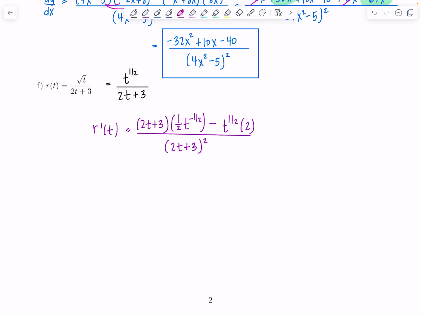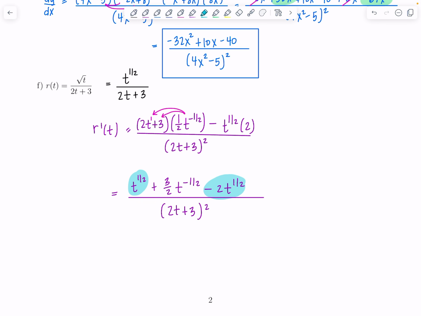Very good. Let's distribute 1/2 t to the negative 1/2. Remember, this is 2t to the first. So the 2 and the 1/2 will cancel, and then I'm going to add 1 and negative 1/2 to get the new exponent. So I'm going to end up with t to the positive 1/2 plus 3/2 t to the negative 1/2 minus 2t to the 1/2 over 2t plus 3 squared. Good. You guys okay? Now I can combine, these are like terms. T to the 1/2 minus 2t to the 1/2. That's going to give me negative t to the 1/2.